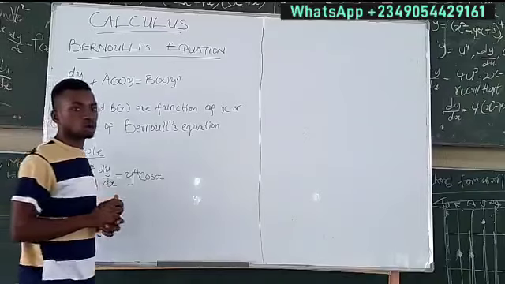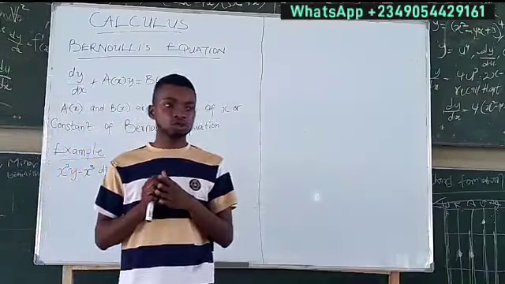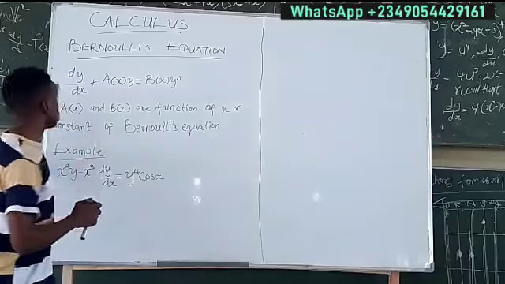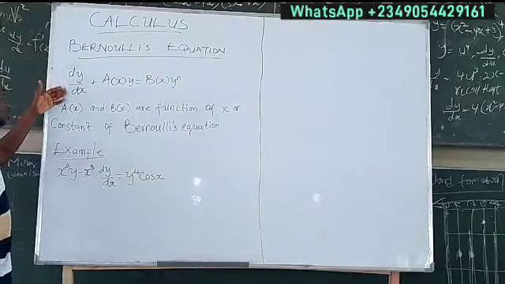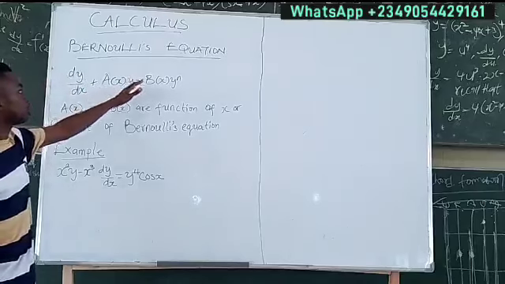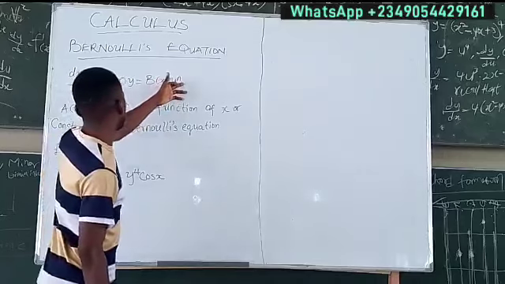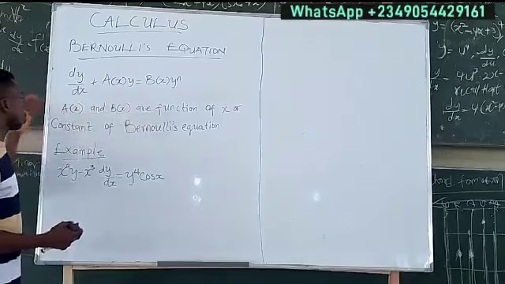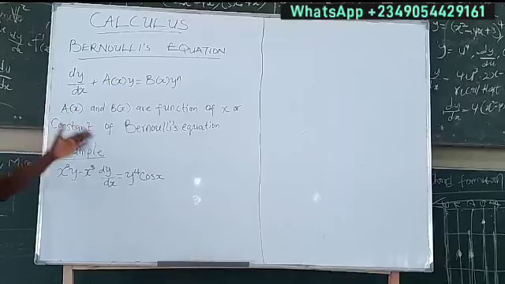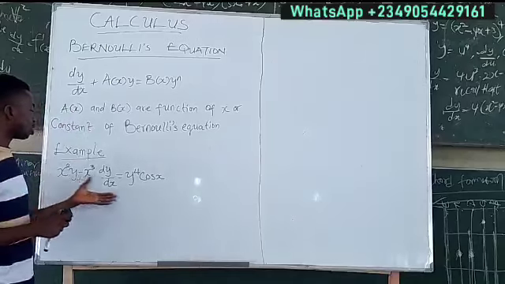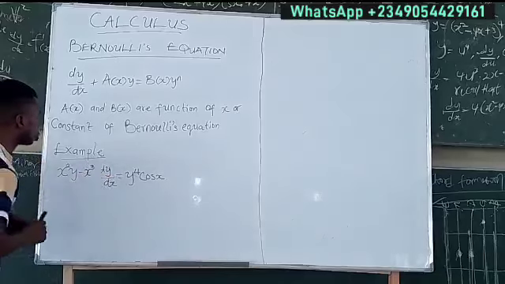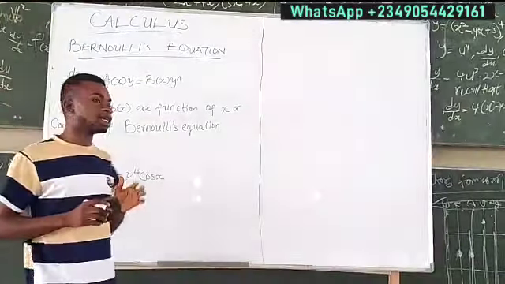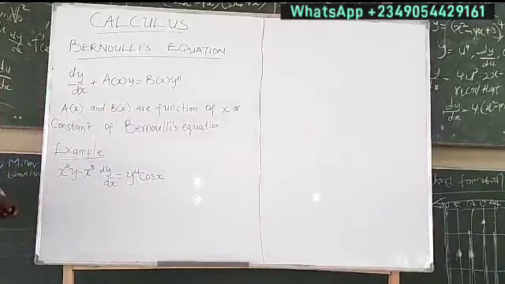Bernoulli's equation under calculus. How to use Bernoulli's equation to solve a first order linear non-homogeneous equation. Bernoulli's equation is of this form: dy/dx + a(x)y = b(x)y^n, where a(x) and b(x) are functions, or they can also be constants. So quickly we'll run through a very good example of how to use Bernoulli's equation to solve a first order linear non-homogeneous differential equation.